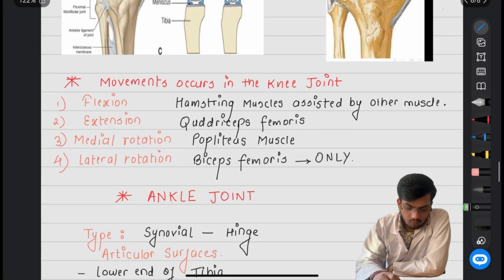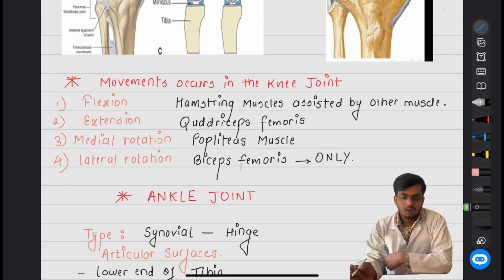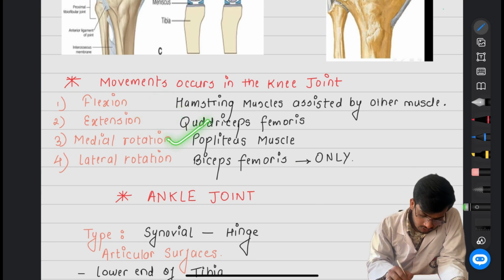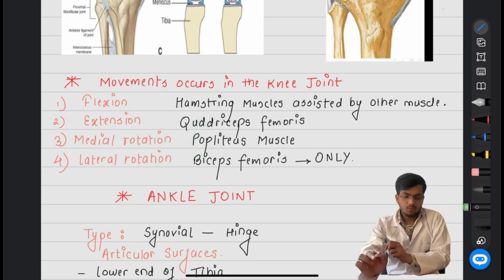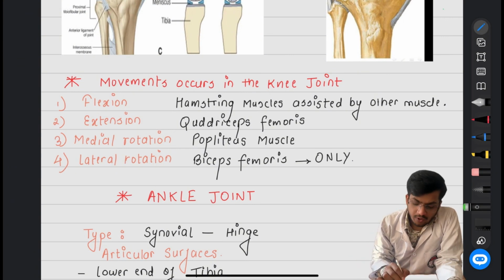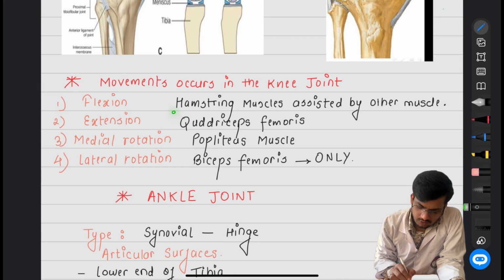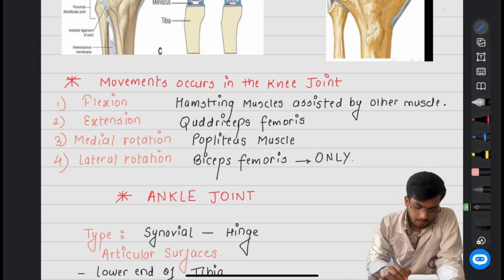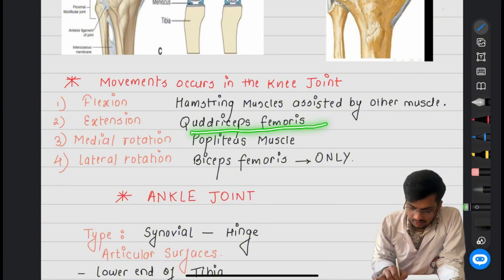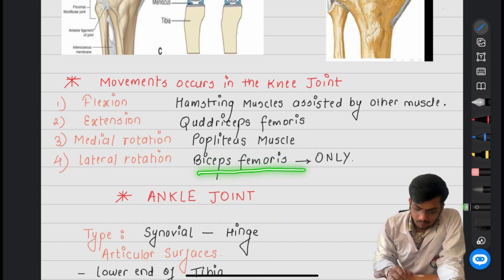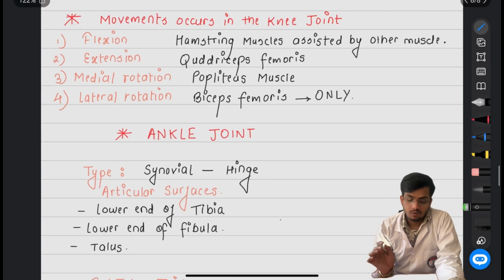Now, movement occurs in the knee joint. We have movements like flexion, extension, medial rotation, and lateral rotation. Flexion is mainly accommodated by the hamstring muscles and also assisted by other muscles, so you just have to remember the name, hamstring muscles. Extension is done by quadriceps femoris. Medial rotation is done by the popliteus muscle, and lateral rotation is accommodated by biceps femoris only.